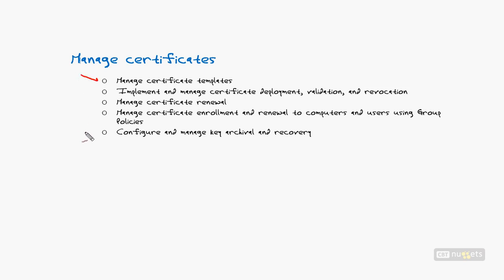trivial thing to do. We also talked in this nugget about how to implement and manage the deployment, validation, and revocation of certificates, how you actually go through the console and approve certs and revoke certs if you need to. Talked about renewal, talked about enrollment and renewal using group policies, and then talked about those key recovery agents and how you can actually use them to bring those certificates back to life if they should be accidentally removed.